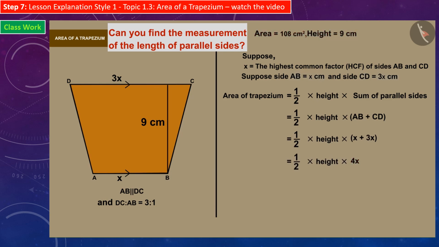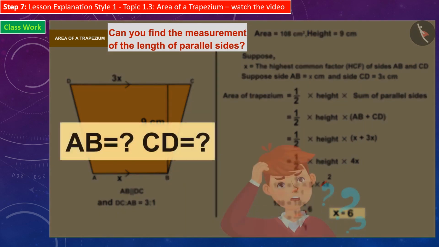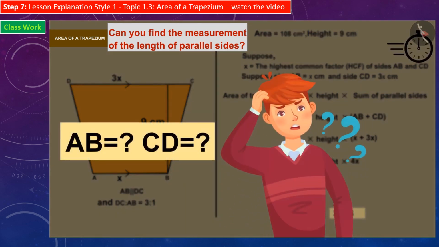Substituting the given values in the formula for the area of trapezium gives a value of x as 6. Now, can you tell the value of parallel sides?